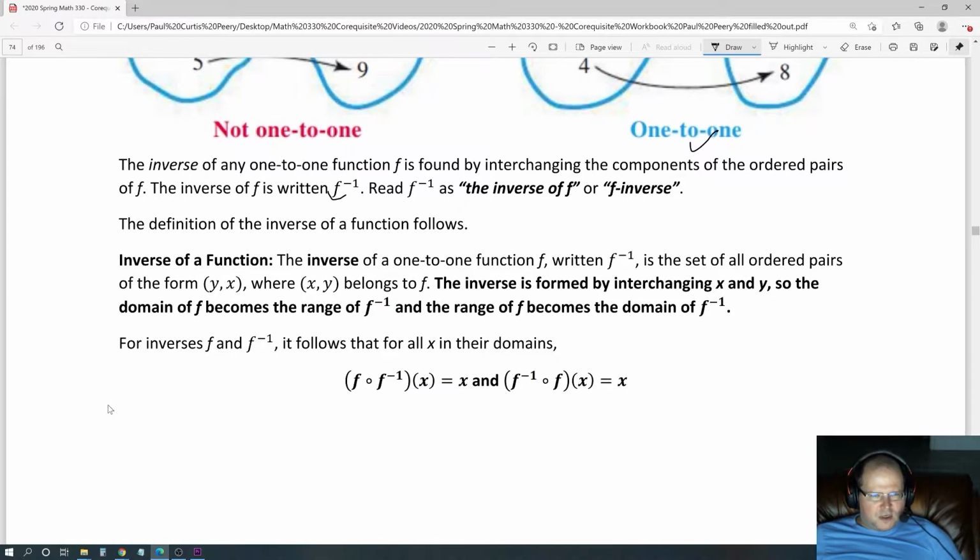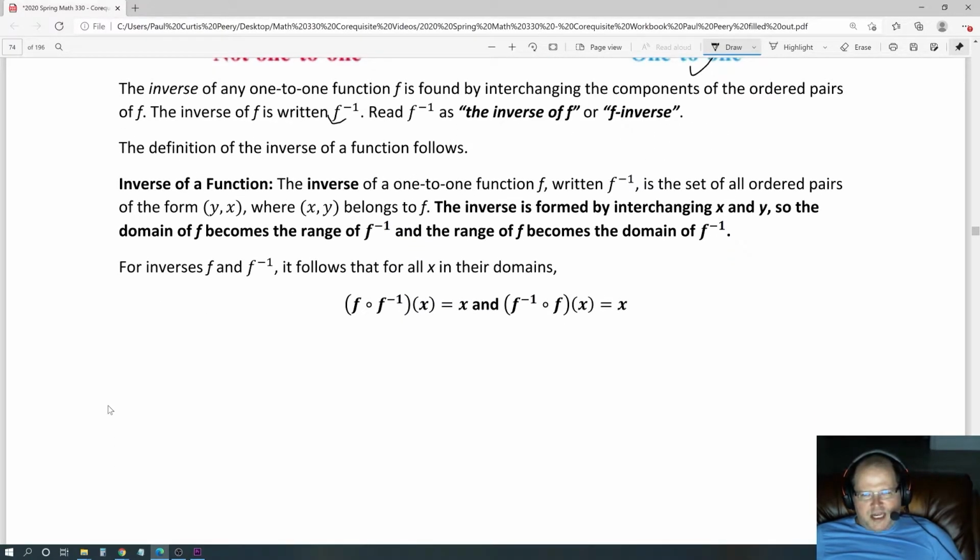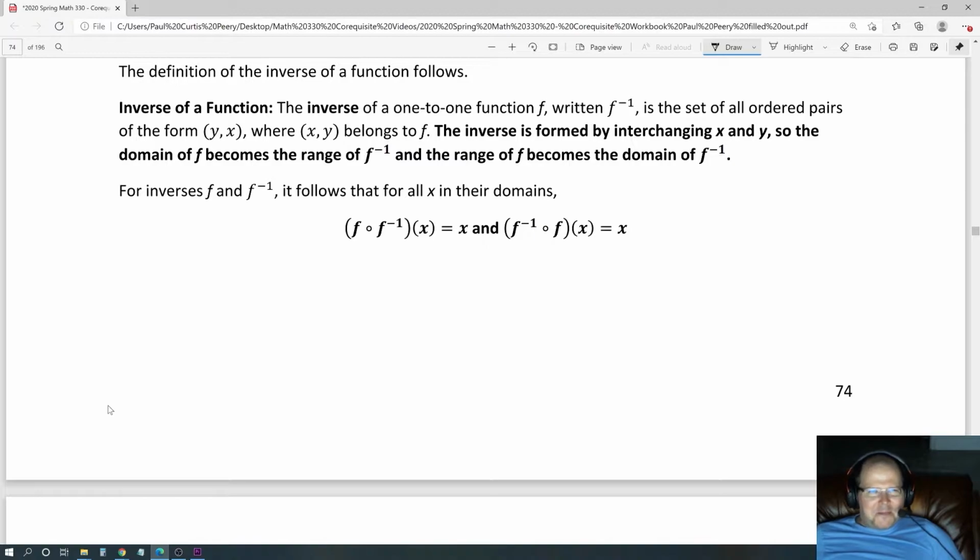The symbol you use for inverse function is f to the -1 power, but that's not really an exponent. It's the inverse of f, or f inverse is the way you would read that. So the inverse of a one-to-one function, f, written f to the -1 power, is the set of all ordered pairs in the form of (y, x), where (x, y) belongs to f. Okay, this is getting a little terminologically dense. So I'll show you an example of this algebraically.